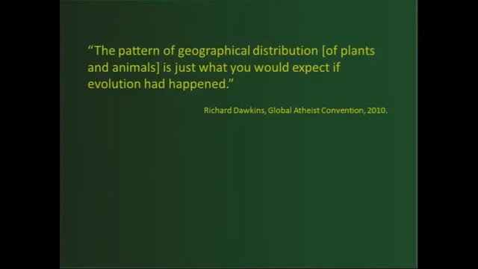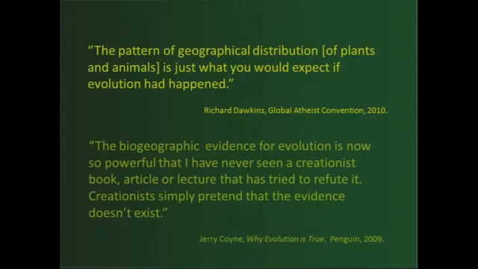According to Professor Richard Dawkins, the pattern of geographical distribution of plants and animals is just what you would expect if evolution had happened. And Jerry Coyne, who's Professor of Biology at the University of Chicago, had this to say: "The biogeographic evidence for evolution is now so powerful that I have never seen a creationist book, article, or lecture that has tried to refute it. Creationists simply pretend that the evidence doesn't exist."